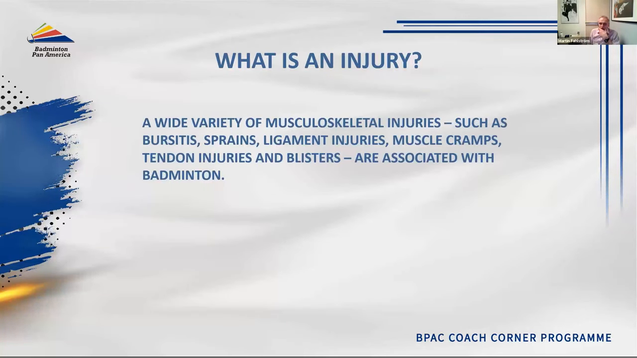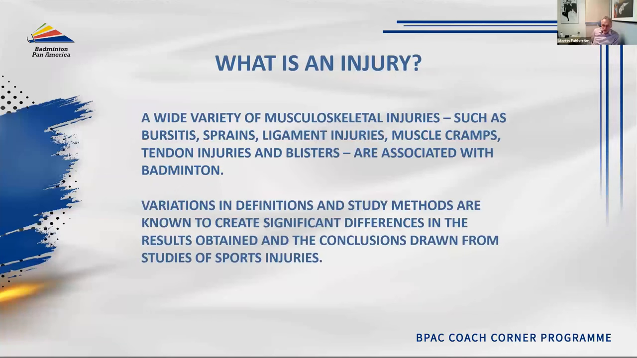In badminton, we have a wide variety of musculoskeletal injuries: bursitis, sprains, ligament injuries, muscle cramps, tendon injuries, and blisters. And many of them are associated with badminton. And there are many studies, there are many registrations being done, but all these studies have different definitions. The methods differ from study to study, and that means that when you see the results of an injury study, you must think, how was this registered? Was it self-reported? Was it an emergency clinic? Was it a sports medicine clinic? Was it something noticed on the practice level, or was it something that happened in a big competition?